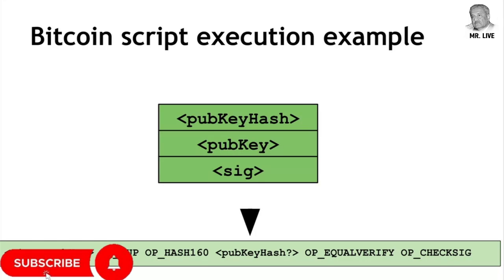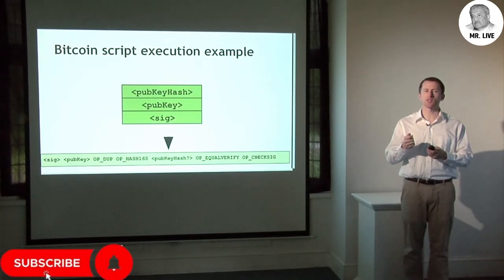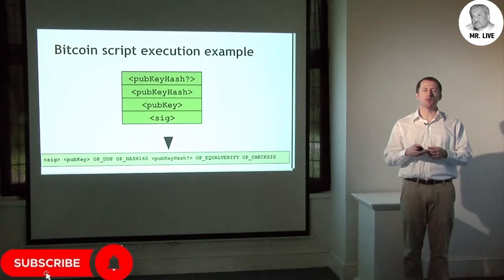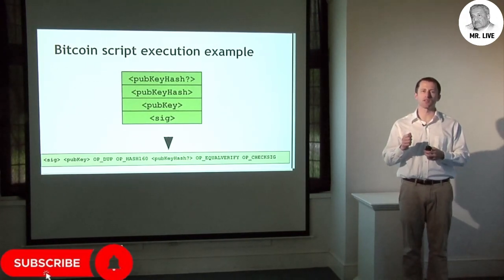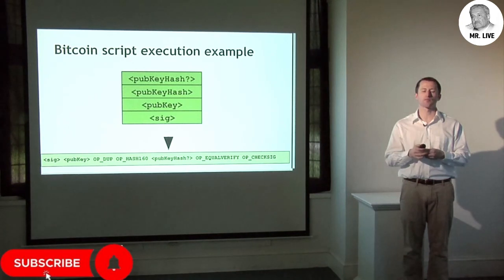Now we're going to do one more push of data onto the stack. And this data, remember, was specified by the sender of the coins. So this is the public key that the sender specified had to be used to generate the signature to redeem these coins. So now at the top of the stack we have two values. We have the hash of the public key as specified by the sender, and the hash of the public key that was actually used by the recipient when trying to claim the coins.